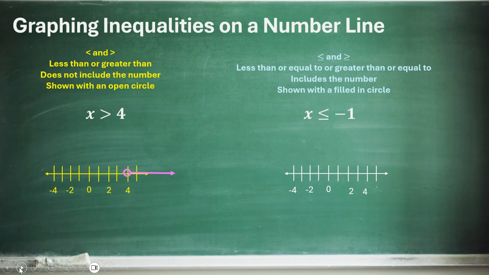So let's go ahead and graph this. We're going to start by putting a filled in circle at -1, like so. And then we're looking for all the values that are less than -1, so our arrow is going to go to the left, because that's where all the values are that are less than -1. So again, what this means is that -1 is a solution, but also -2,500,000 is a solution, and -3.2 is a solution.